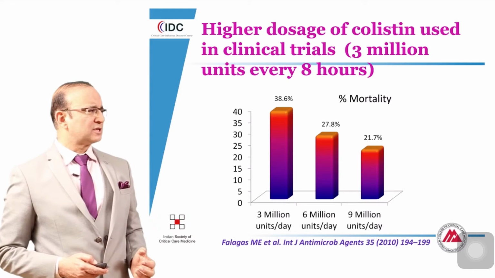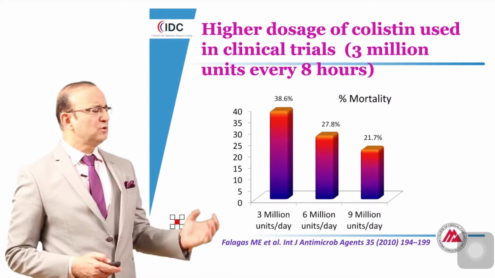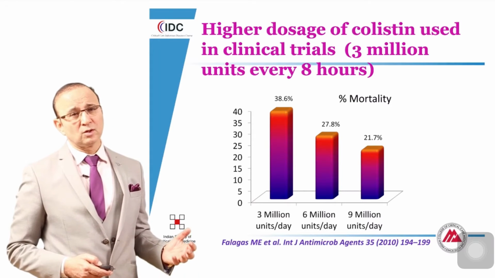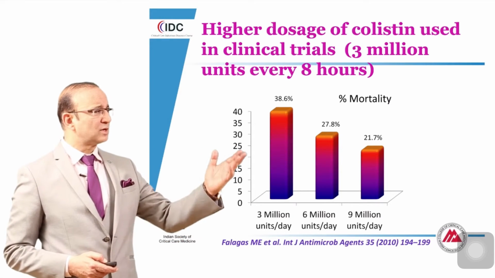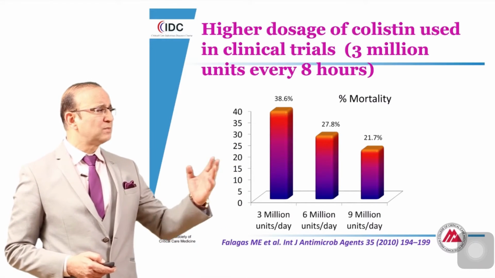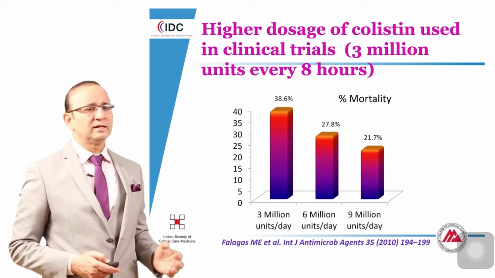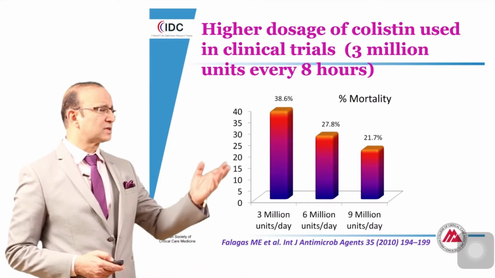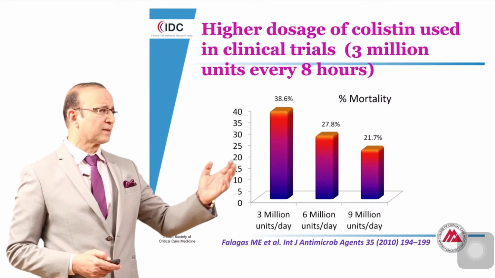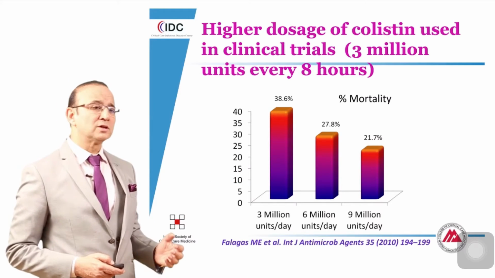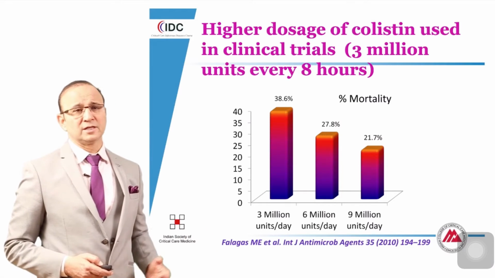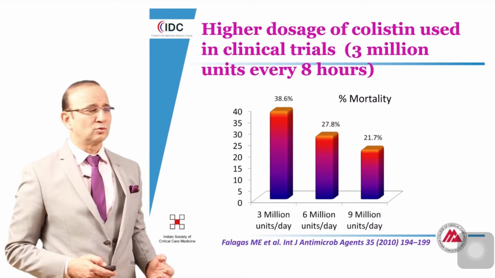And this is another study which showed that if you increase the maintenance dose after giving a 9 million dose as a loading, as you can see in this slide, the 9 million dose was definitely associated with decreased mortality. This was a study analyzed by Matthew Falagas, who has done really a lot of work on colistin and the management of drug-resistant Acinetobacter.